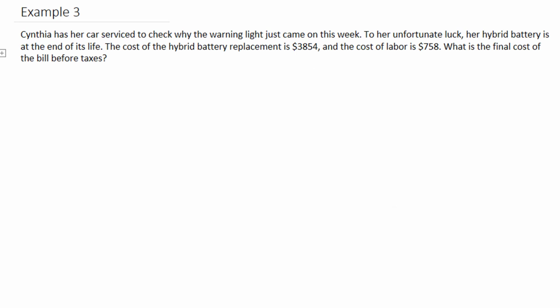Cynthia has her car serviced to check why the warning light has just come on this week. To her unfortunate luck, her hybrid battery is at the end of its life. The cost of the hybrid battery replacement is $3,854, and the cost of labor is $758. What is the final cost of the bill before taxes? So let us write this out. We have 3,854. Then we have 758.